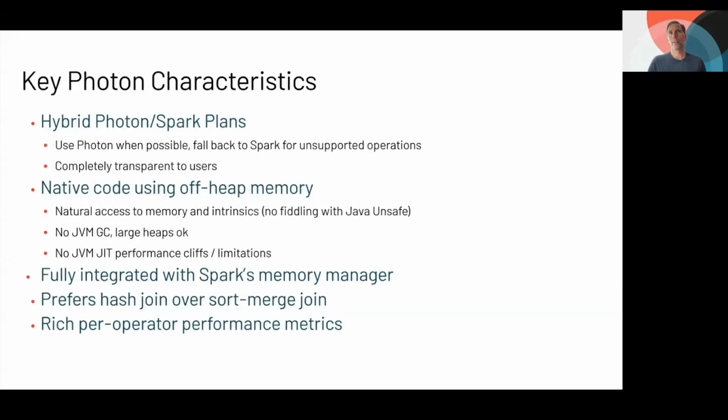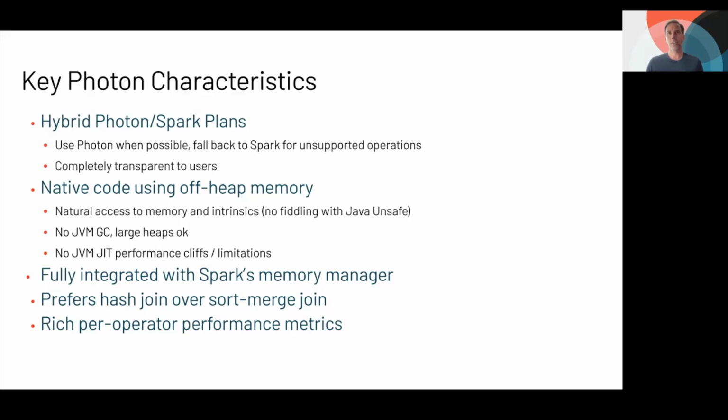Here are the key points that users should be aware of when running Photon. First, it's completely transparent to users and fully integrated directly into Spark. Your code will just work. However, it works faster with Photon. In the case of operations that are not yet supported in Photon, it simply falls back to the Spark runtime. Photon is integrated with Spark's memory manager for coordinated spilling in mixed plans. Both Spark and Photon are configured to use off-heap memory and coordinate with each other under memory pressure.